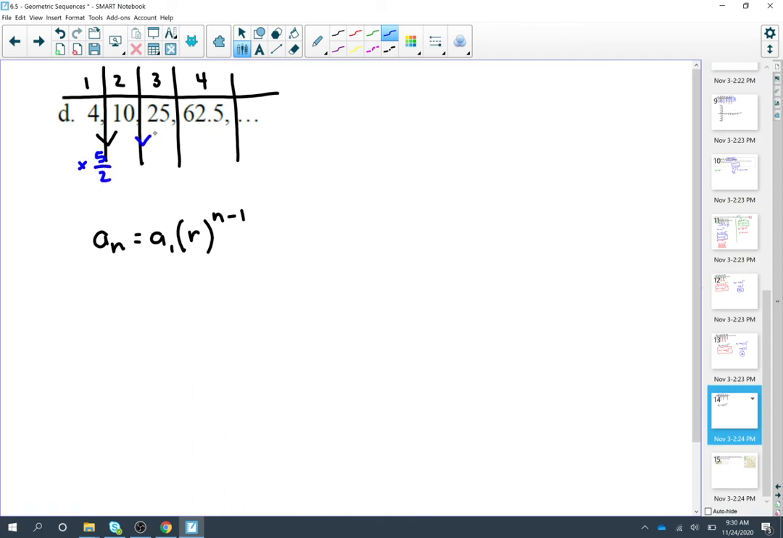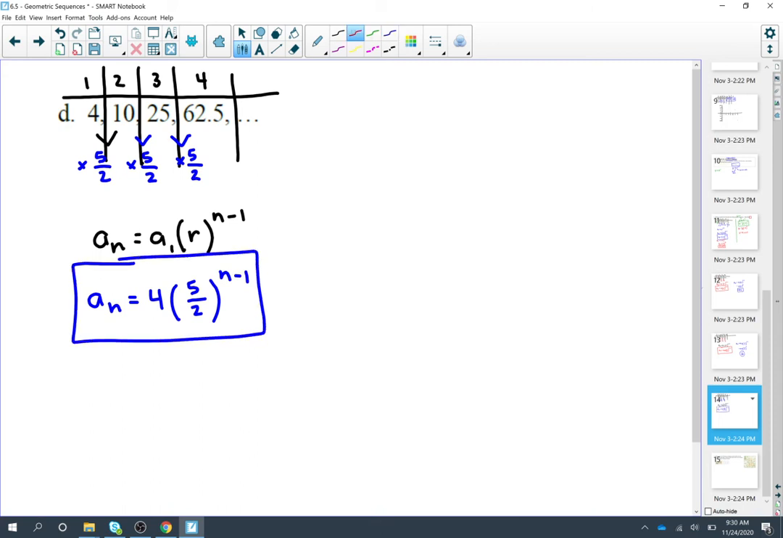Okay, let's try that again. 10 times 5 halves is 25. Okay, I'm going to try it one more time to make sure it works. So 25 times 5 halves is 62.5. Oh, wow. Okay, and the way I found that out was I took 10 divided by 4, which gave me 5 halves. So a sub n equals a sub 1, first number in the pattern, 4, times common ratio, 5 halves, to the n minus 1.